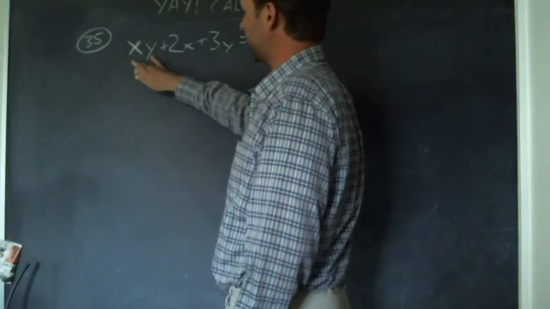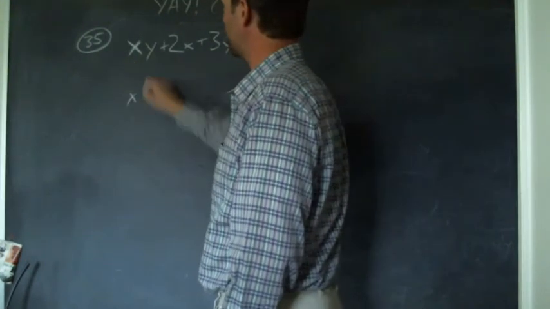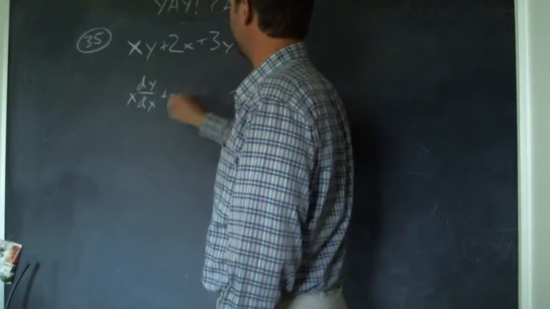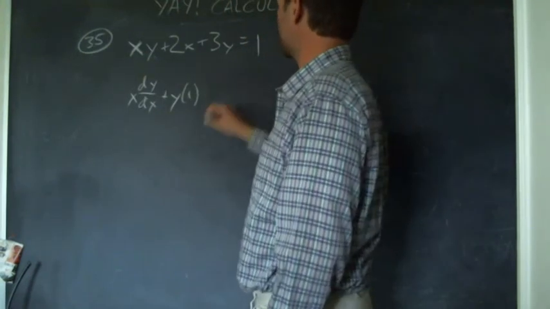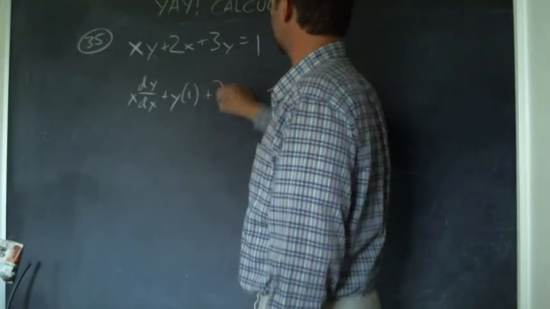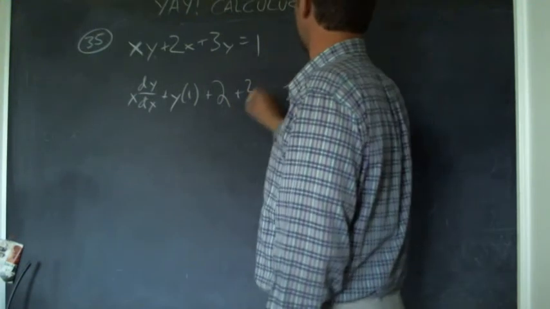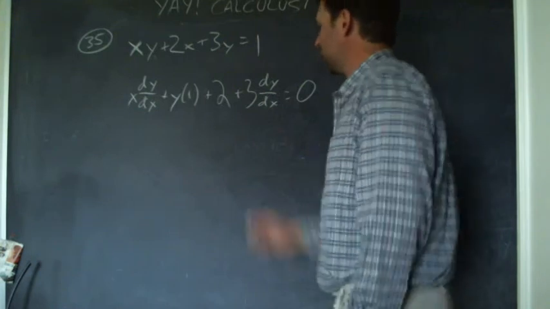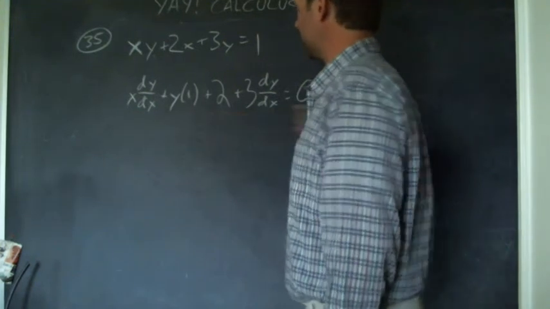So this is product rule. The first times the derivative of the second plus the second times the derivative of the first. That's taking care of xy. And derivative of 2x is 2. Derivative of 3y is 3 dy dx, equals 0. Keep our dy dx on one side, everything else on the other.